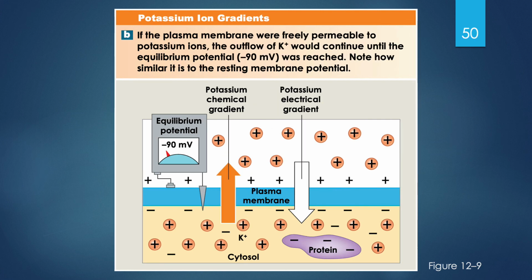We recall that plasma membranes are not just semi-permeable, they are selectively permeable. So they will allow only certain things in or out. But hypothetically, if a plasma membrane was freely permeable specifically to potassium ions, then potassium would just continue to leave the cell until an equilibrium potential was reached, which is negative 90 millivolts. And keep in mind that's only 20 millivolts away from the actual plasma membrane potential.